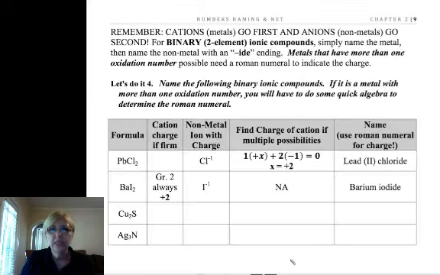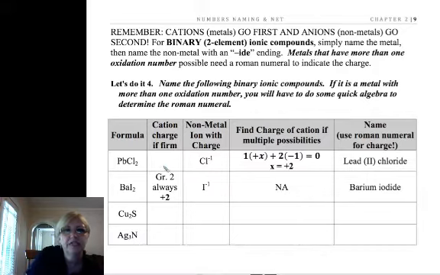Let's move on to the naming of ionic substances. In the last video, we went from name to formula. This time we want to go from formula to name. Now, I provided some scaffolding to help you out here, but some of you don't need much of this scaffolding anymore. Now, let's first look at the cation charge, the positive.